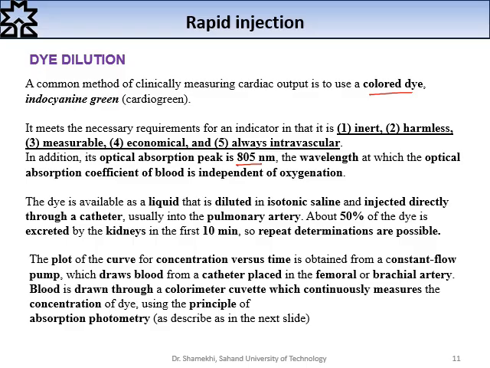The plot of the curve for concentration versus time is obtained from a constant flow pump, which draws flow from a catheter placed in the femoral or brachial artery, and blood is also drawn through a colorimeter cuvette, which continuously measures the concentration of dye using the principle of absorption photometry. We discuss this procedure on the next slide.